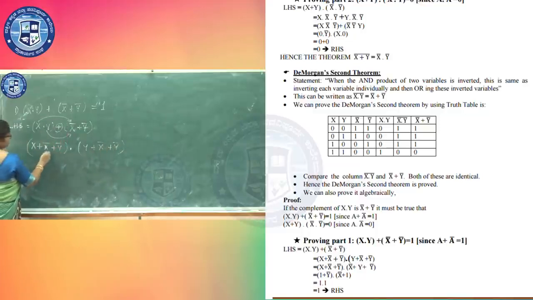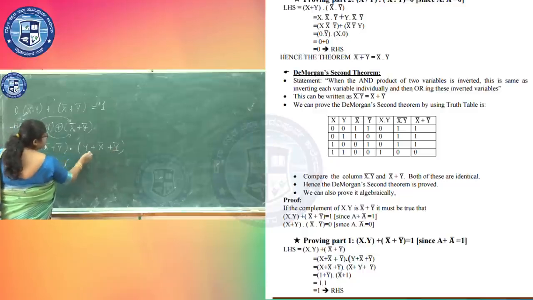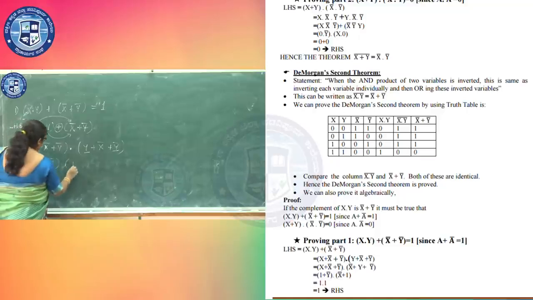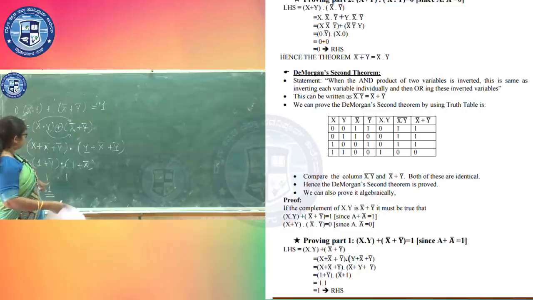So, we know x plus x dash is nothing but 1, plus y dash. Then we have y plus y dash corresponding to 1, 1 plus x dash. 1 plus the variable is always equivalent to 1, and 1 plus the variable is always equivalent to 1, and that is equal to 1 and 1, which is nothing but 1, which is our RHS. So, the first part of De Morgan's second theorem is proved.